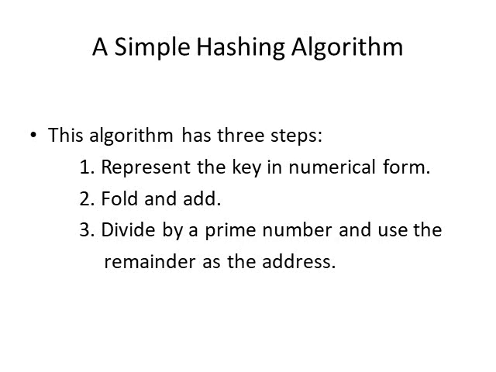The next step is fold and add. You are going to fold the characters and add them together to get some particular address. Then divide by a prime number and use the remainder as the address. So the last step is you are going to find one single address using division by a prime number. Let us see an example for this.